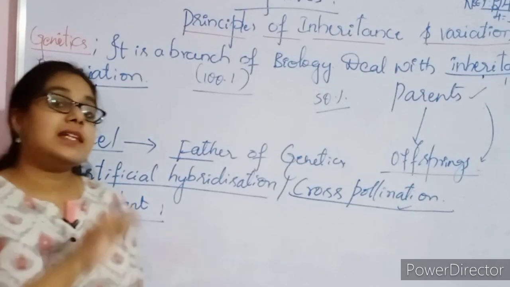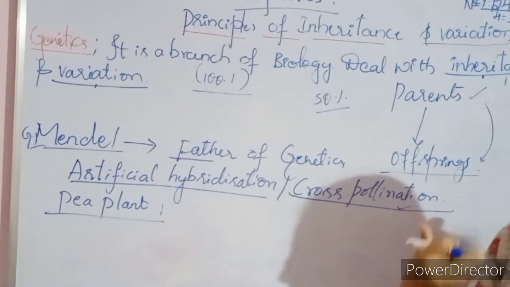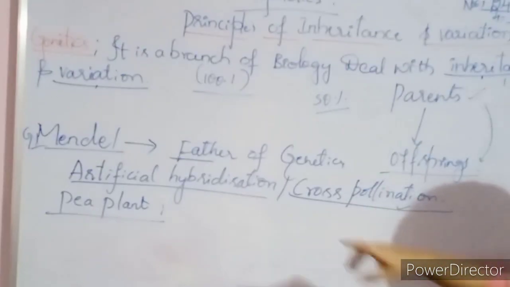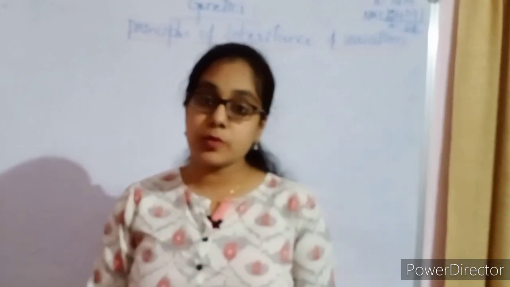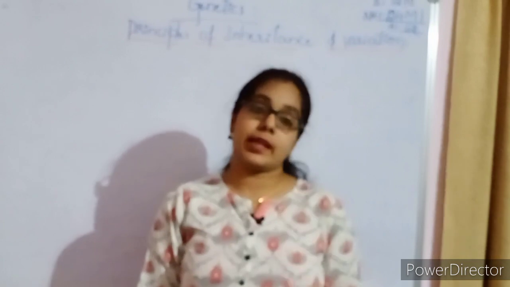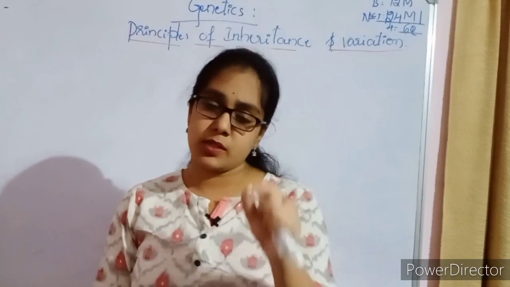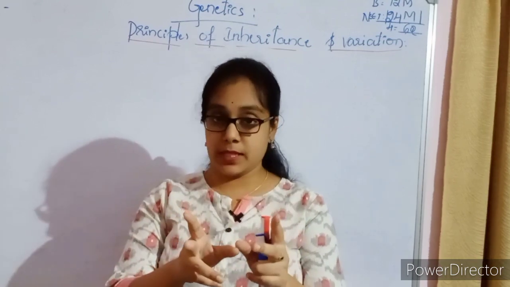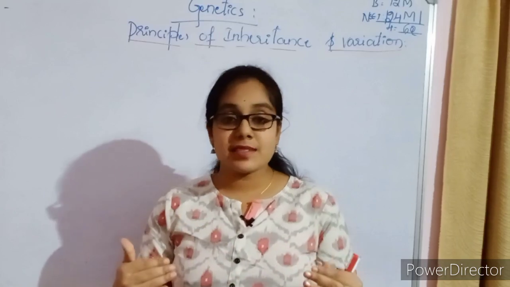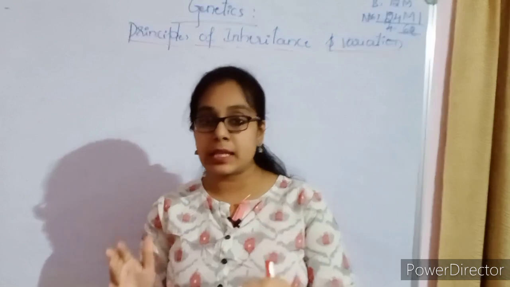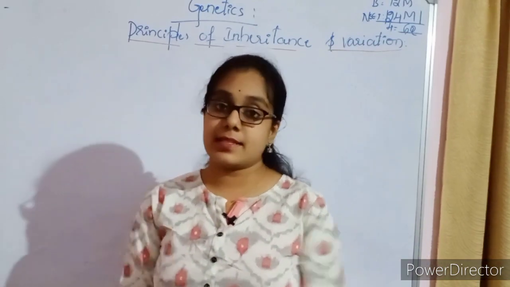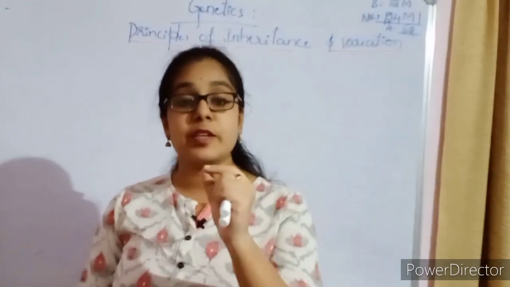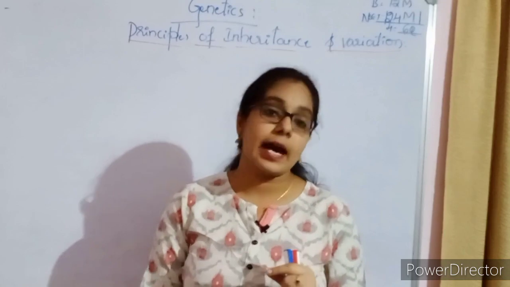Only through this pea plant was he able to come to a conclusion about how offspring receive characters from parents. So now let's see how, using this pea plant, he proved the process of inheritance in living organisms. After taking the pea plant, he searched for contrasting characters. You know the meaning of the word contrast, right? That means opposite. Among those contrasting characters, he came to a conclusion that a few characters were dominant and a few were recessive.